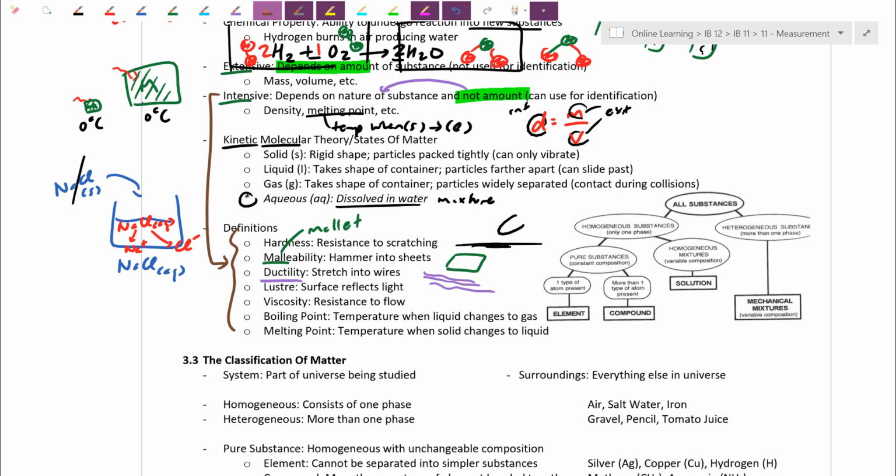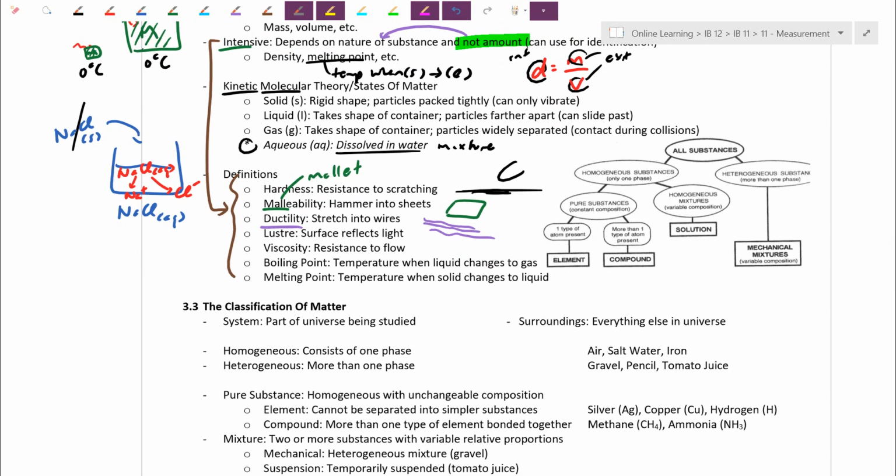Lustre here is a fancy word for shininess. So this is how well it reflects light. Something that has a good lustre is it reflects well. If it's dull, it's something that has a really poor lustre. Viscosity, like honey, is a very stickiness to flow here. And we talked about temperature changes here.